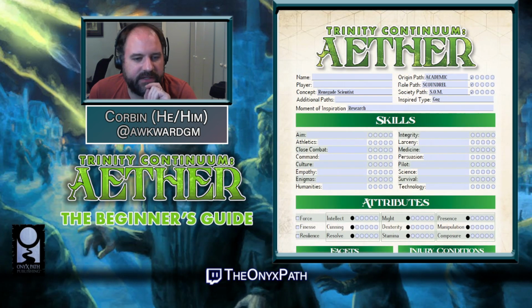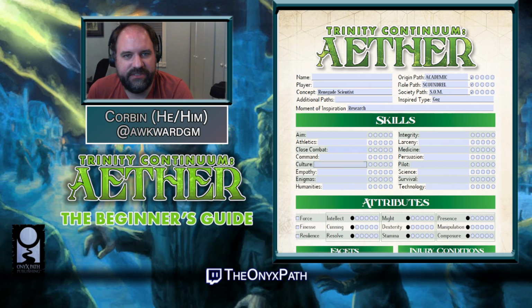So as an Aether character, we have access to the following skills. For our origin as an academic, we have access to either culture, enigmas, humanities or science, and persuasion. So I'm definitely taking science as a mad scientist. So we have culture, enigmas, science, and persuasion from our origin. And I'm marking these with an O to signify where they're coming from.